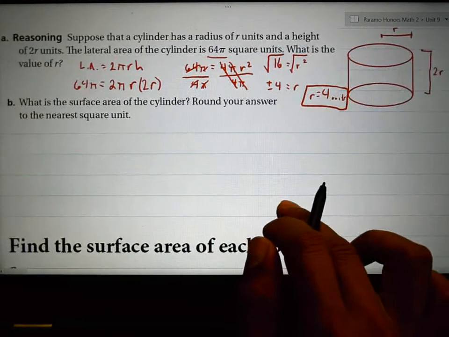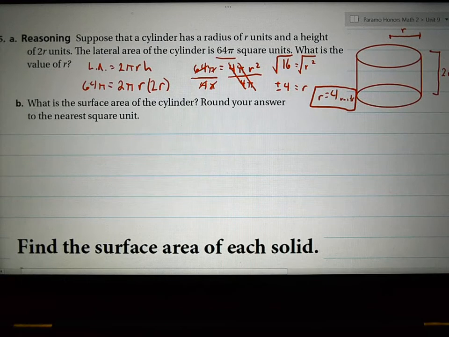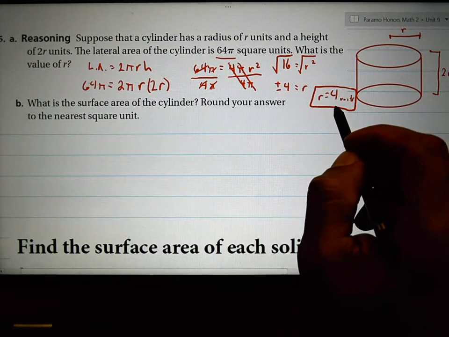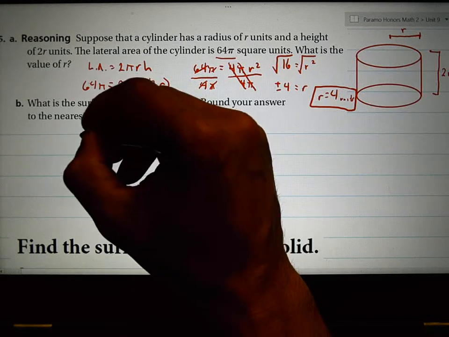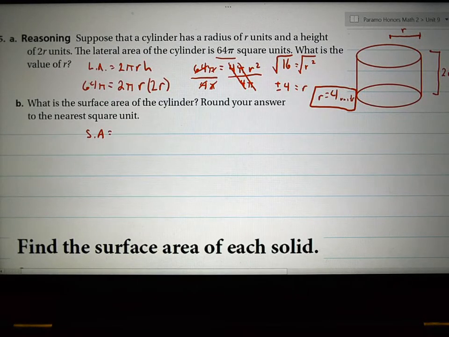That's our answer for part A. Part B, what is the surface area of the cylinder? Well, now that we know what the radius is, we can plug it into that formula. What's the formula for a surface area? Surface area is, and if you don't know, you should be starting to try to memorize the formulas.